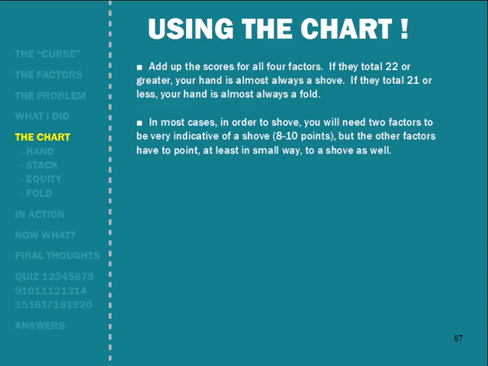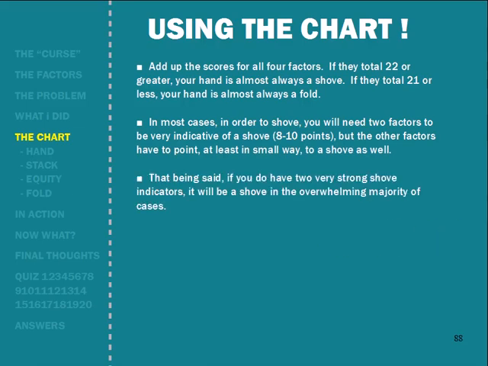And so there are some observations that I've made based on this, and this applies to real-time decisions. In most cases, in order to shove, you are going to need 2 factors to be very indicative of a shove, 8 to 10 points, right? But by themselves, those 2 factors aren't going to be enough. So the other factors have to point, at least in some small way, to a shove as well. And this is what I teach my students when we're going through push-fold decisions.